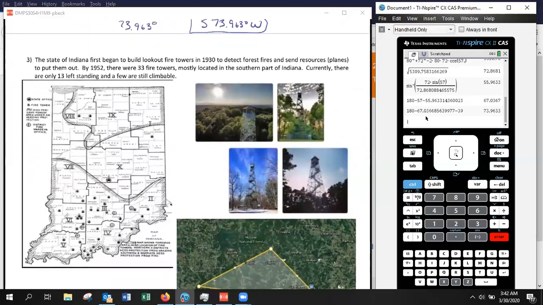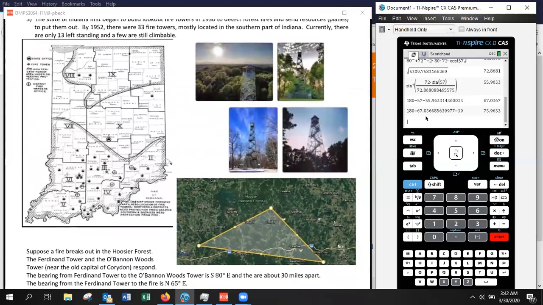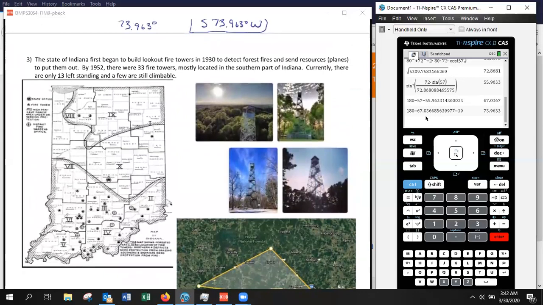One last problem I have for you. Today's notes are a little bit shorter. One last problem that I have for you involves one of my favorite pastimes over the summer, which is taking my kids camping at different state parks. And one of the things I've seen in a variety of the state parks that I've been in are these Indiana fire towers.